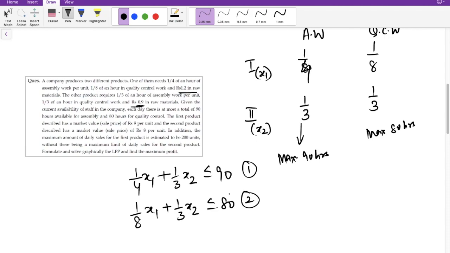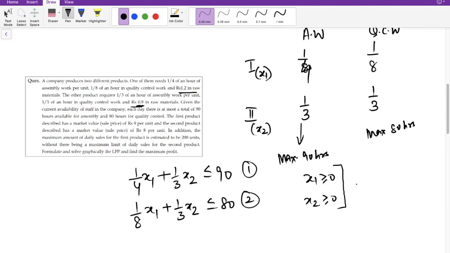But x1 and x2 are the units to be manufactured. Can you manufacture negative units? Either you manufacture or you do not manufacture. So that way you will have to impose two more conditions, because when you are solving it, you have to give a complete structure to the analyzer, to the person who is analyzing this.